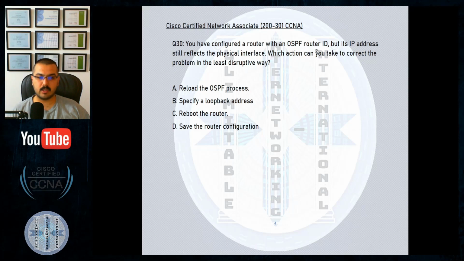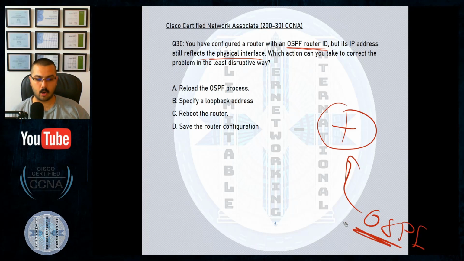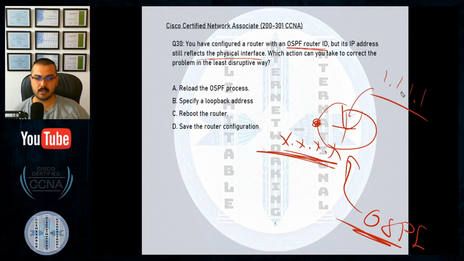Question 30. You have configured a router with an OSPF router ID. Good, that would be manual, but its IP address still reflects the physical interface. So what does it mean? It means I have a router operating using OSPF, and one of the interfaces has some IP address, and the OSPF router ID of this router is this interface's IP address. What you did, you came in and configured this router with a new router ID of your choice, but when you show IP OSPF, you will see that the OSPF router ID is still stuck at the old one. What should you do?